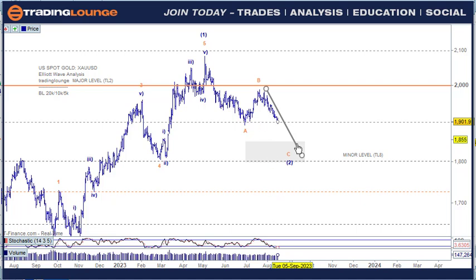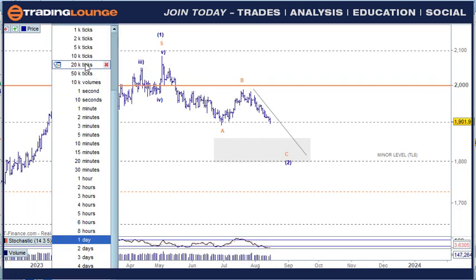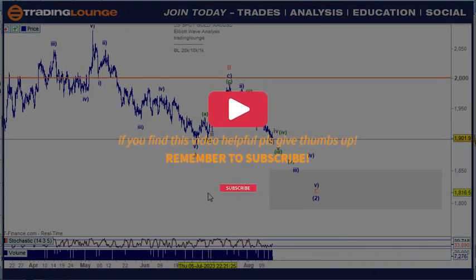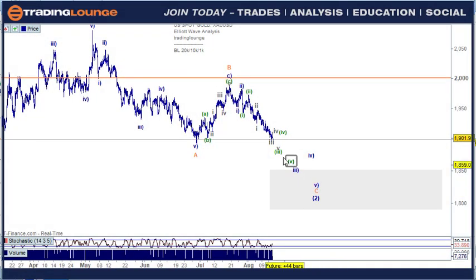So how far will it come down is the question. This length here is roughly the same length as this one here, because sometimes there's a bit of equality between the length of wave A and wave C. It doesn't have to be. Wave C could be 61.8% of this here as well. So there are different ways to view this. Let's go in and have a look at this on the intraday on 20,000 ticks. I've just got to drag the count down somewhere down into here.